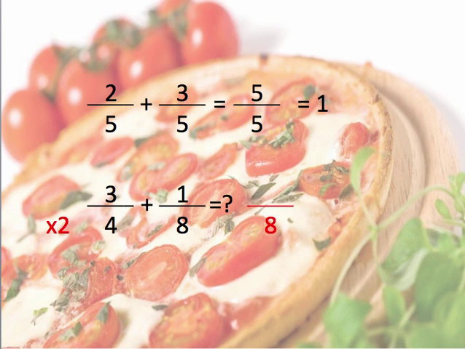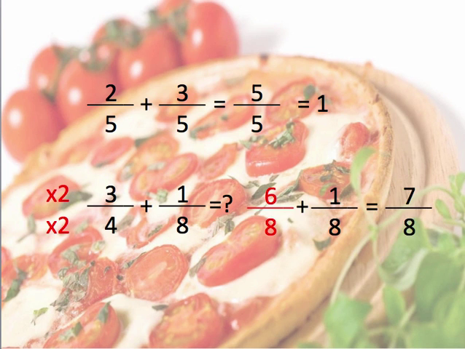So, since we have to multiply 4 by 2 to get 8, we have 8 as our denominator in the answer, and then we have to do the same thing to the top as we did to the bottom of the fraction. So we multiply 3 by 2 as well. And then our new problem is 6/8 plus 1/8, which gives us 7/8.